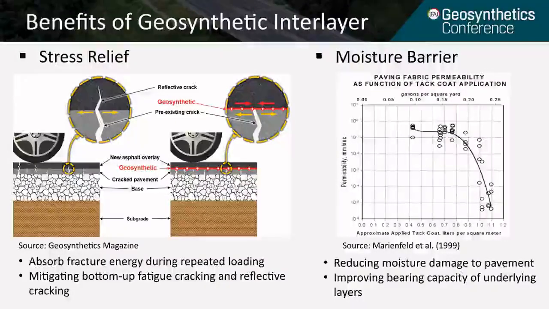The right figure shows the relationship between permeability of paving fabric and application rate of tack coat. We can see the permeability of paving fabric reduces to 10 to the power of minus 5 millimeter per second when the application rate reaches about 0.25 gallon per square yard. The moisture barrier function of geosynthetic can reduce the moisture damage to pavement and improve the bearing capacity of underlying layers.